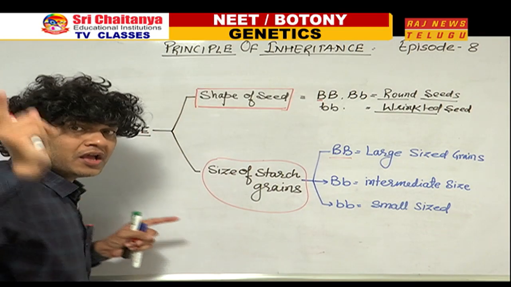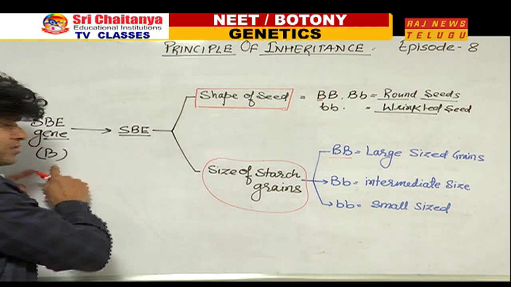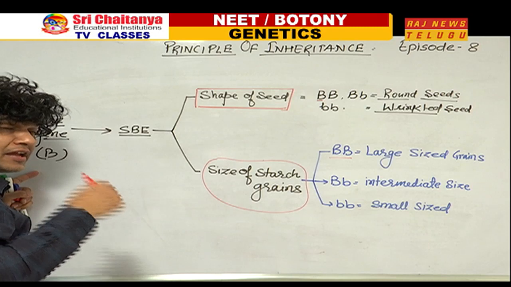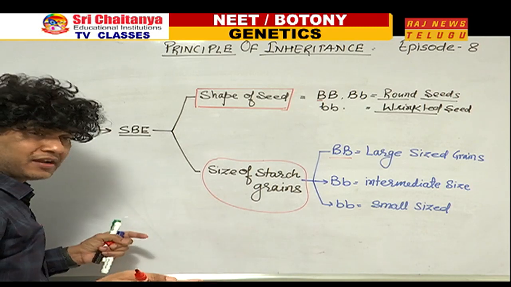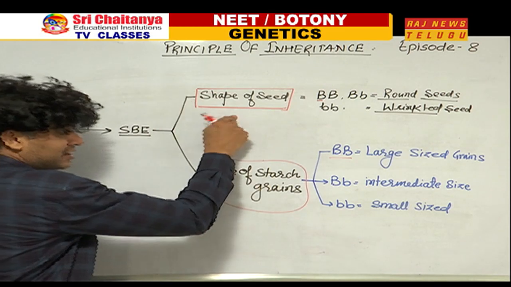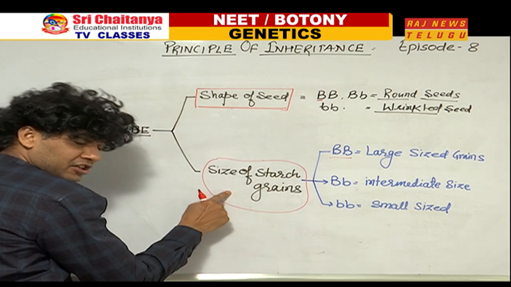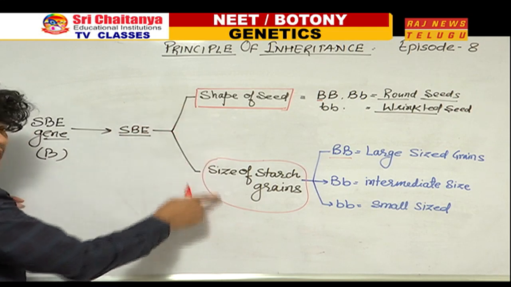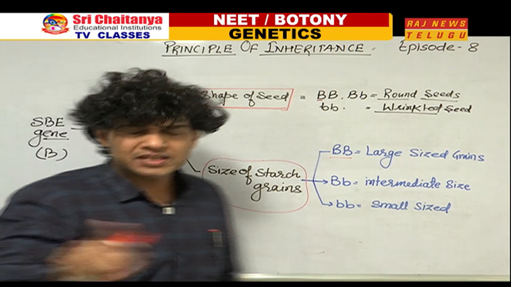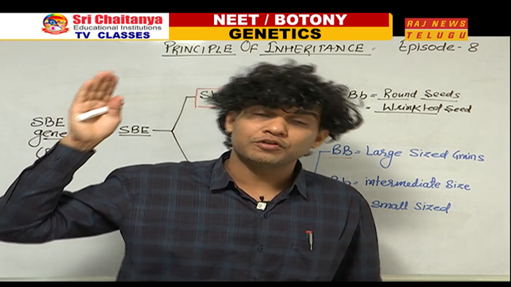Dominance is not an autonomous property of the gene, because if dominance were an autonomous property of the gene, then whatever phenotype it regulates, the dominance should also be reflected. But here we are watching that in this case there is dominance, but in this case there is no dominance, while regulation of both phenotypes is by the same gene. It means dominance is not an autonomous property of the gene.